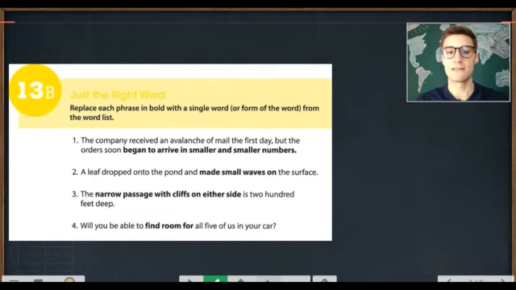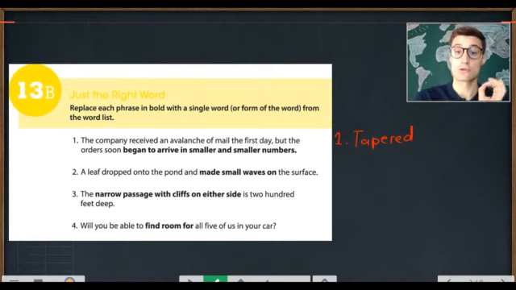The company received an avalanche of mail the first day, but the orders soon began to arrive in smaller and smaller numbers. So they got a lot the first day, but then it became less and less. But the orders soon what? Let's write it here. Tapered is the word. Let's read the sentence again. The company received an avalanche of mail the first day, but the orders soon tapered, became less and less.